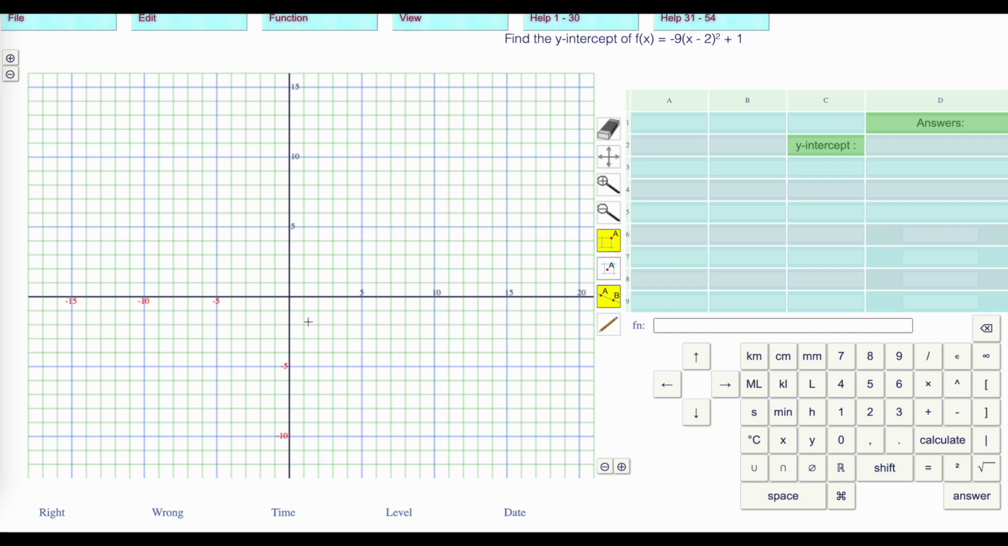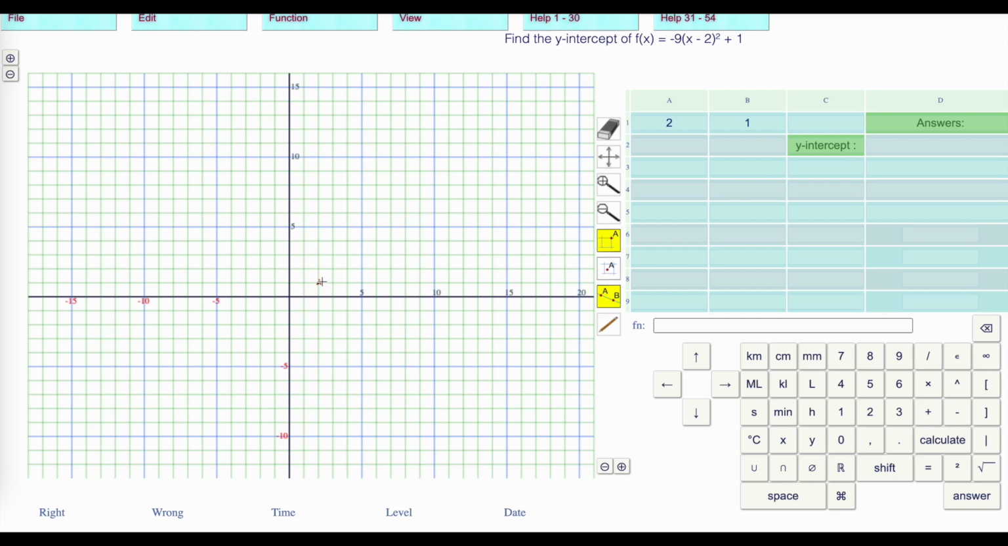Parabola y-intercept. The y-intercept is where it's crossing the y-axis. Let's graph. Its vertex is at 2, 1 there. It is opening down. It's going to cross somewhere around here. Let's have a look at exactly where. Starting off with 2, and the x is 2. Let's see what the y value is. It should be 1, equal to negative 9 times open bracket the x value minus 2. 2 minus 2 gives us 0, all squared is 0, plus 1 is 1.